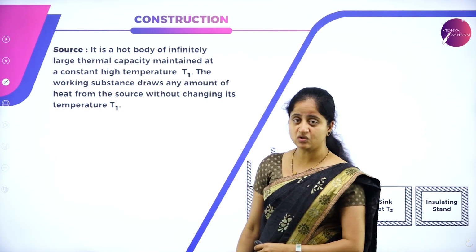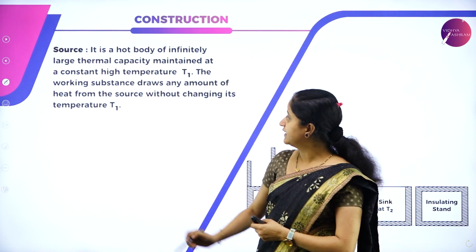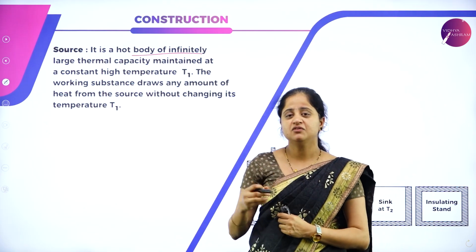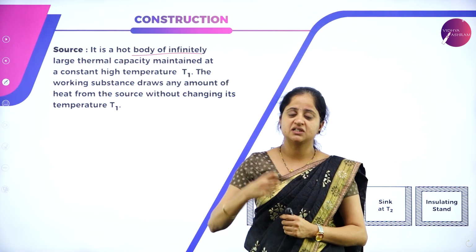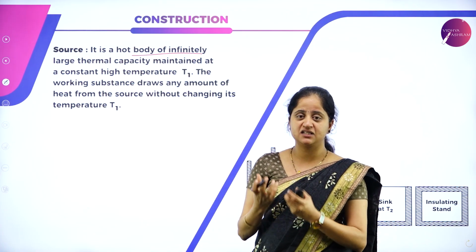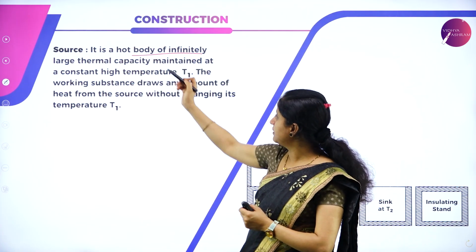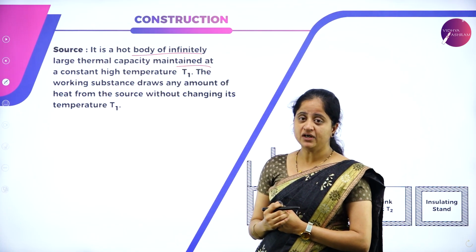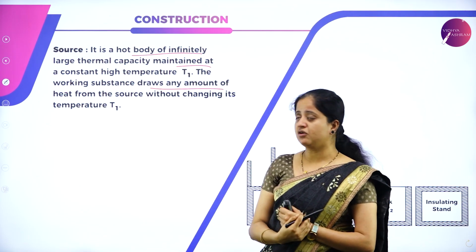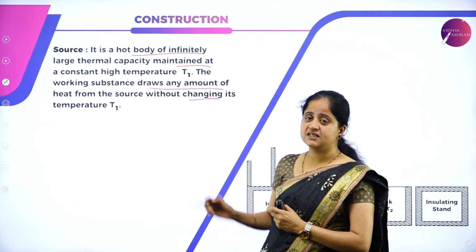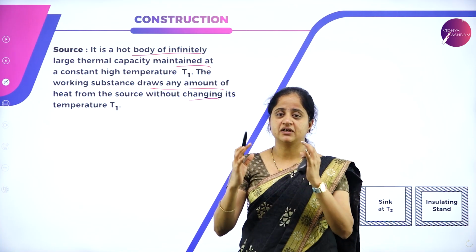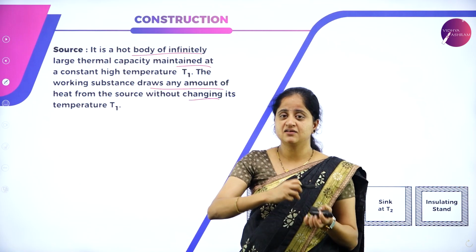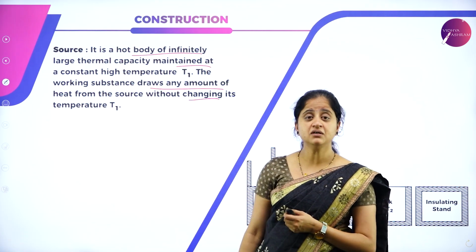So next we have the source. What is a source? As I explained, it is nothing but a hot body of infinitely large thermal capacity. What do you mean by thermal capacity? The source gives the heat energy to the system. So the thermal capacity is maintained at a constant high temperature T1. The working substance draws any amount of heat from the source without changing its temperature T1. So the working substance, to do some work, should have some energy, so that it can draw any amount of heat from the source.